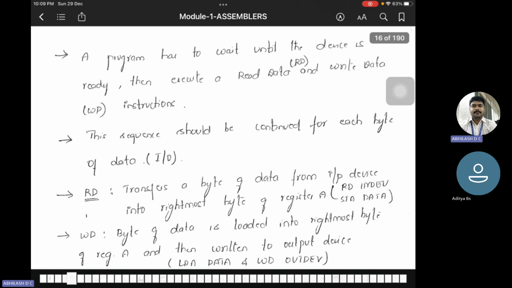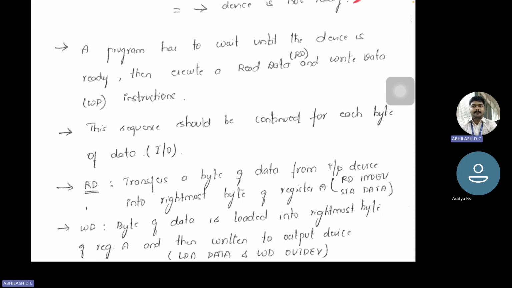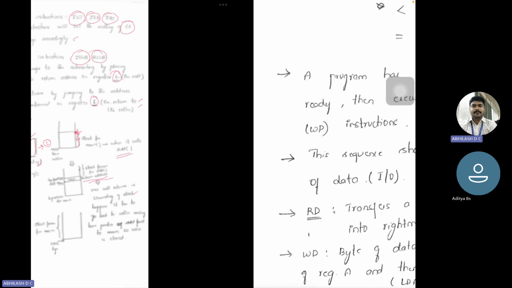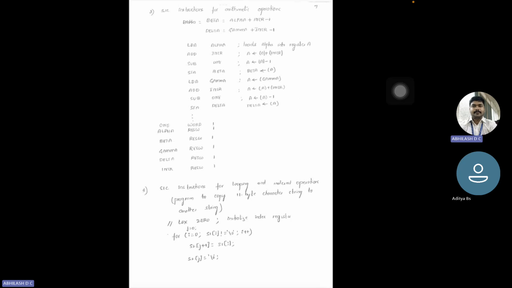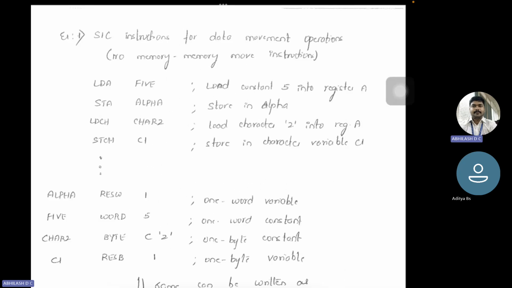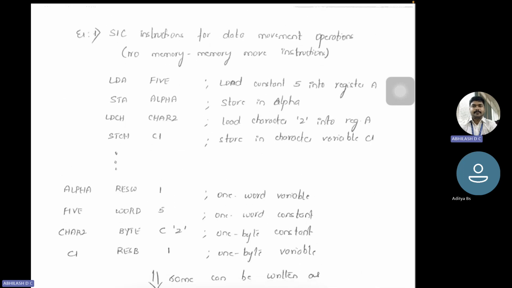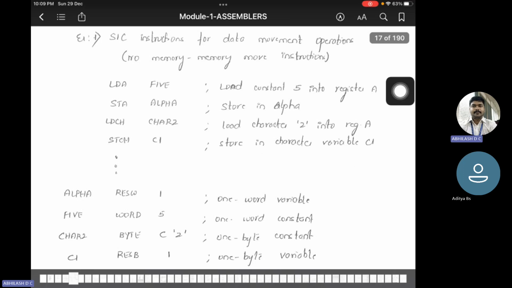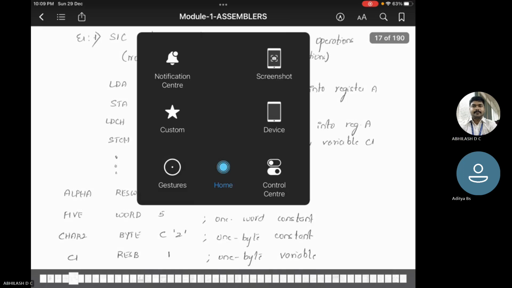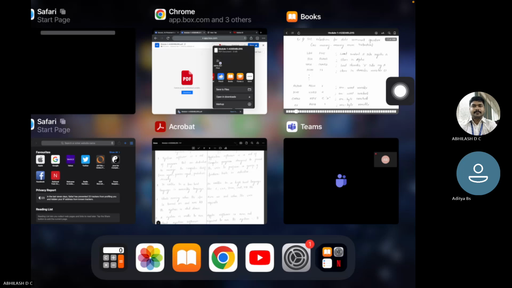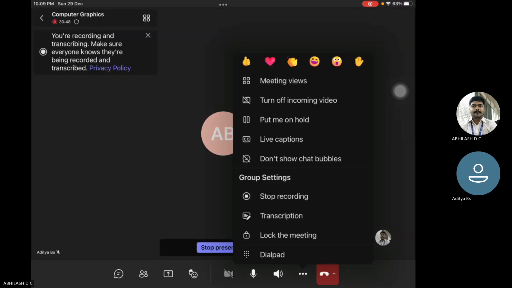Next, the sequence should be repeated for each byte of data of IO. RD transfers 1 byte of data from the input source into the rightmost byte of register A, and WD writes the byte of data from the rightmost byte of register A to the output device. Okay. So next we have a particular example, the SIC instructions for this. We'll look into this concept in the next class. Any doubts?